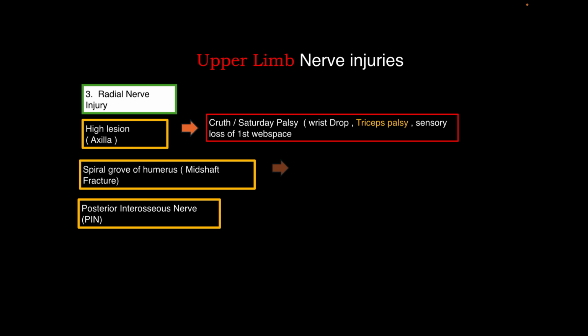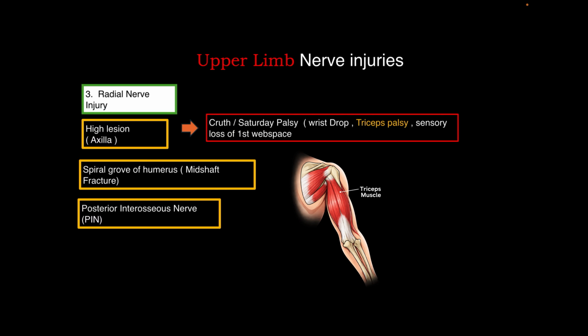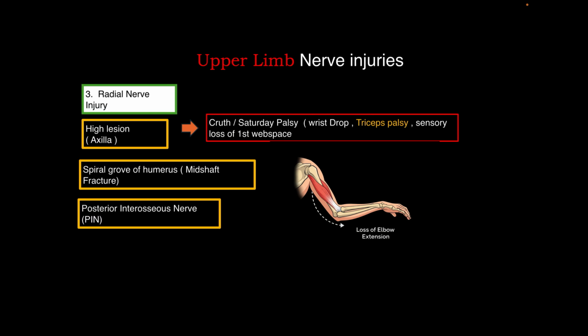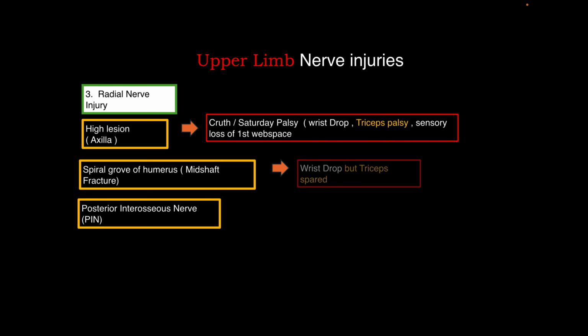So, when injury takes place at the axillary region, it is called crutch palsy or Saturday night palsy, and it is characterized by wrist drop, triceps palsy, and sensory loss of the first web space. Here, remember that the triceps muscle is affected and it leads to loss of elbow extension. When injury of the radial nerve takes place at the spiral groove of the humerus, we can see wrist drop but with normal extension and flexion of the elbow, because in this case the triceps muscle is not affected. And this picture shows the mid-shaft fracture of the humerus, the most common site of radial nerve injury.